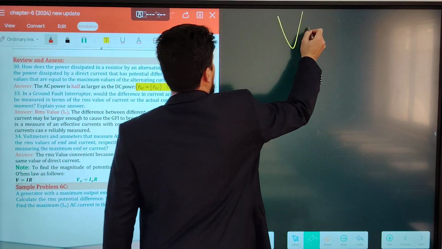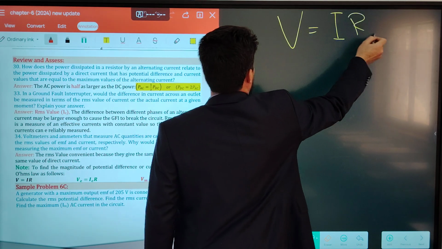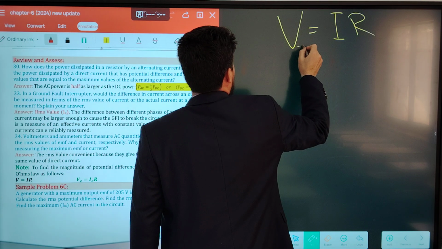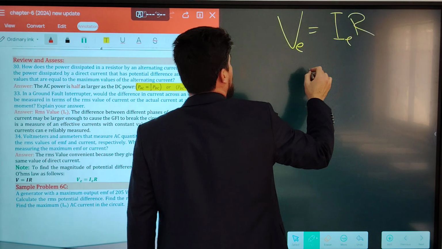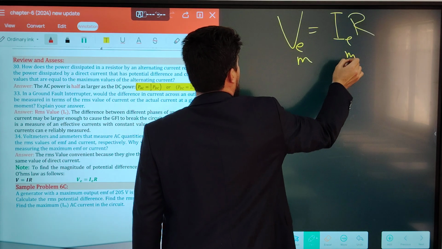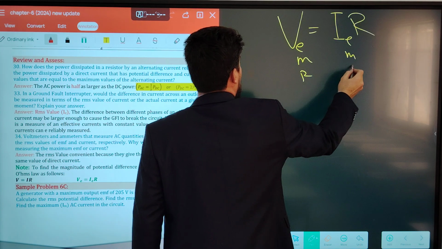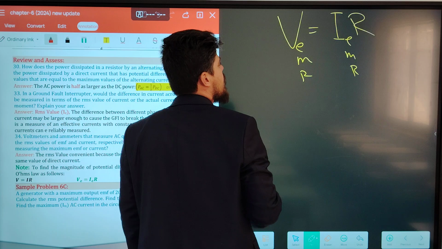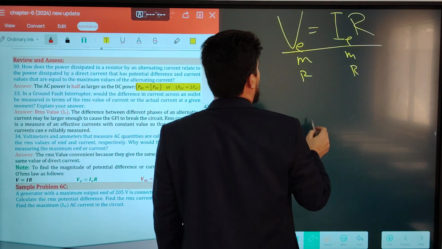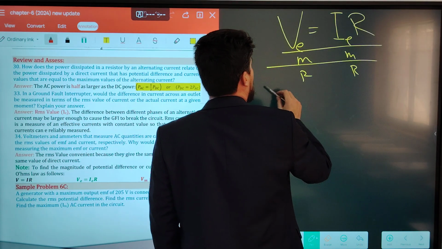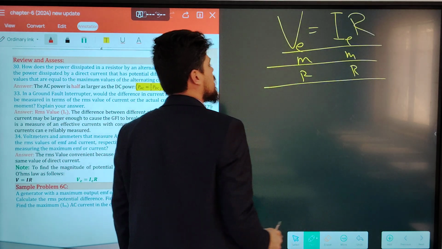Guys, Ohm's law, V is equal to what? IR. When we say VE, we have to say IE. VM, IM. VR, IR. Okay? V effective is equal to IER. VM is equal to IM times R. V across the resistance, VR, is IR times R.